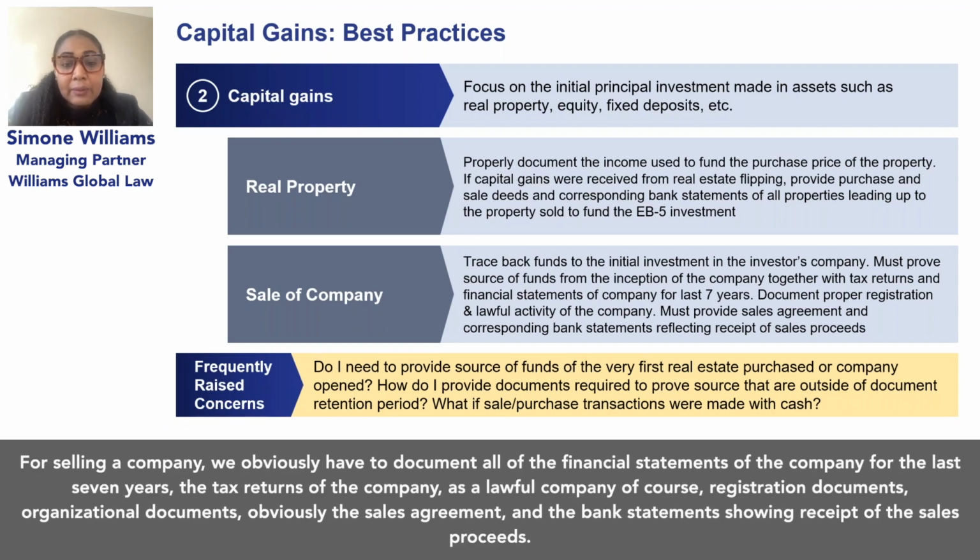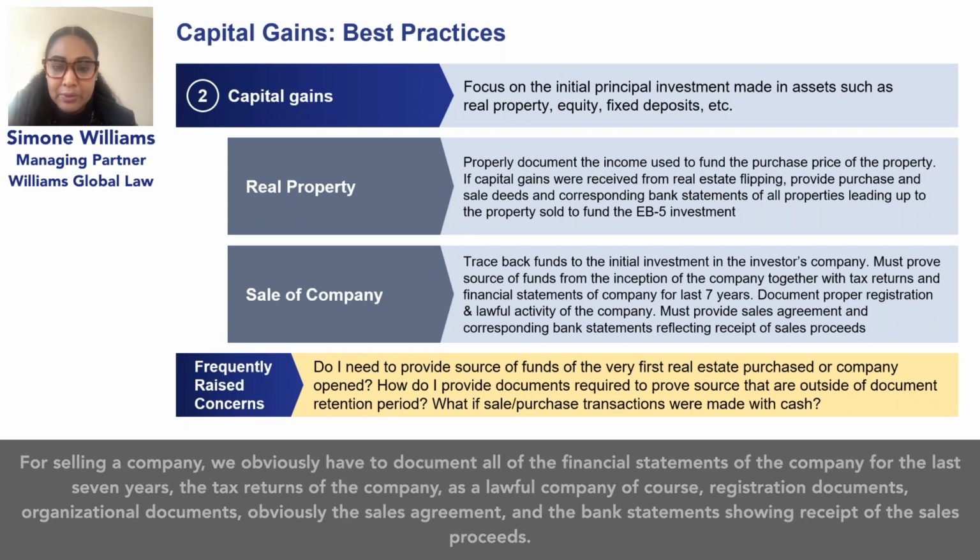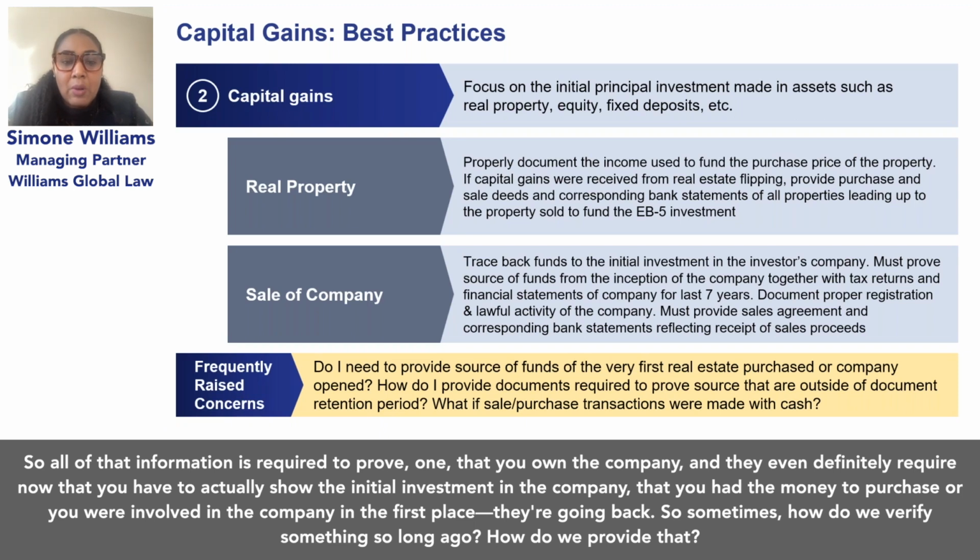For selling a company, we obviously have to document all of the financial statements of the company for the last 7 years, the tax returns of the company, that it is a lawful company, of course, registration documents, organizational documents, the sales agreement, and the bank statement showing receipt of the sales proceeds. All of that information is required to prove that you own the company, and they even definitely require now that you show the initial investment in the company, that you had the money to purchase it, or you were involved in the company in the first place.